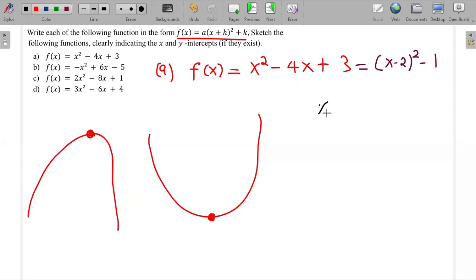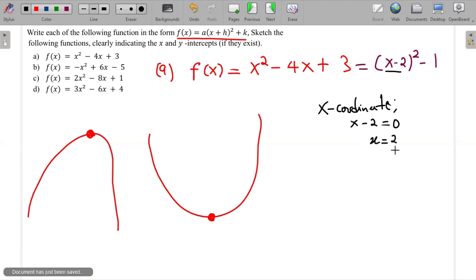To find the x coordinate of the turning point, you always equate whatever you have in the brackets with the square to 0, and then you solve for x. So that will be x - 2 = 0, and then x is equal to 2. So this is my x coordinate of the turning point.